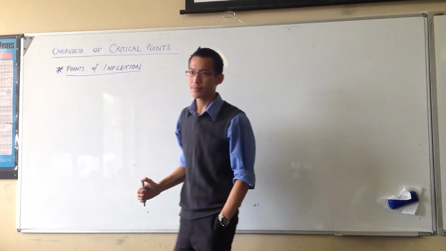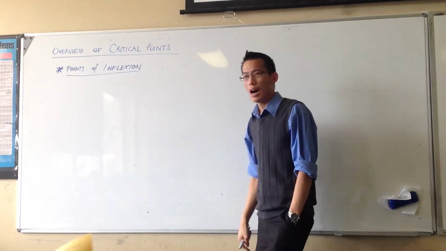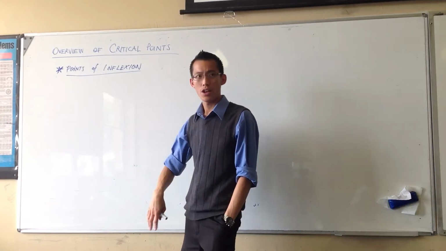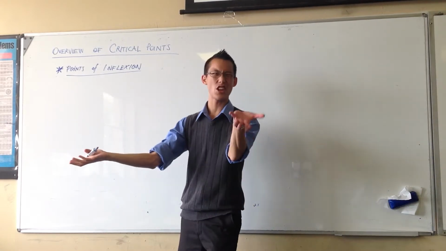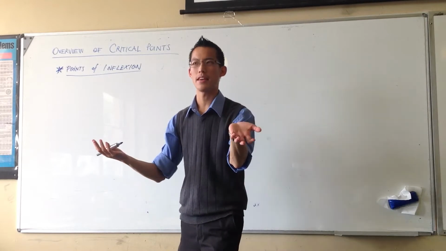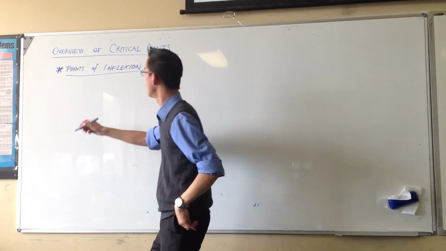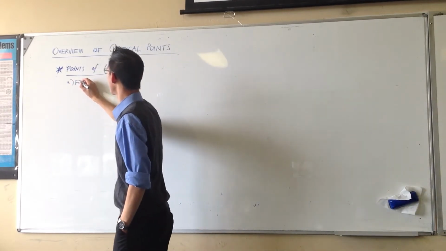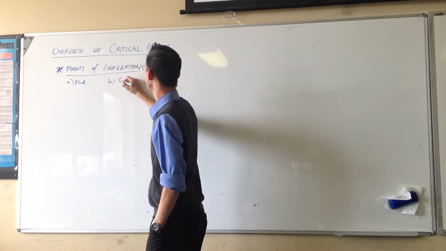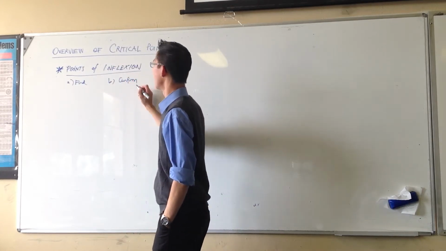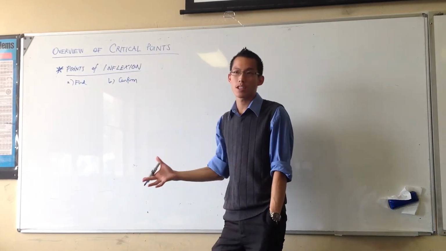Okay, now, points of inflection, it's similar to stationary points, right? First you've got to find it, but then you don't really determine their nature. Instead of determining their nature, you find and then you confirm. Okay? Find, confirm. Finding works much the same way.